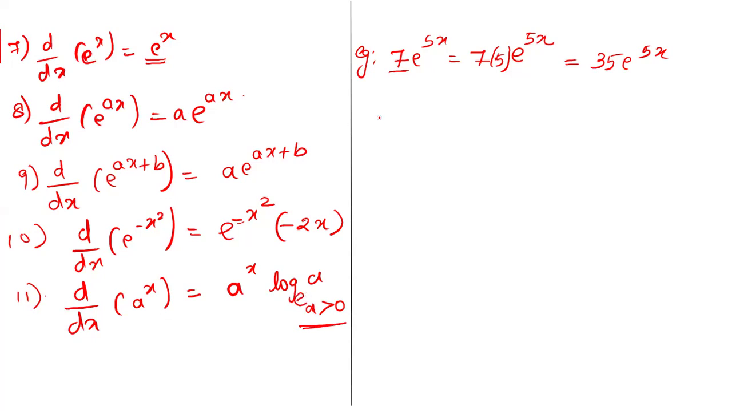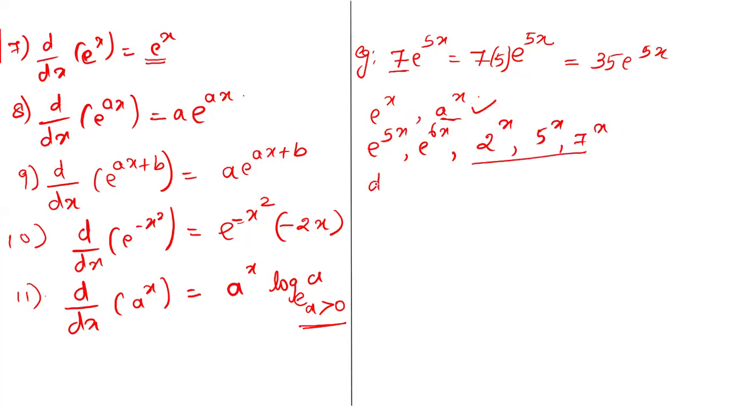So you should know the difference between e power x and a power x. e power x is e power 5x, the exponential function. In a power x, a is a constant term. 2 power x, 5 power x, 7 power x, and similar constant terms, we'll use this formula.